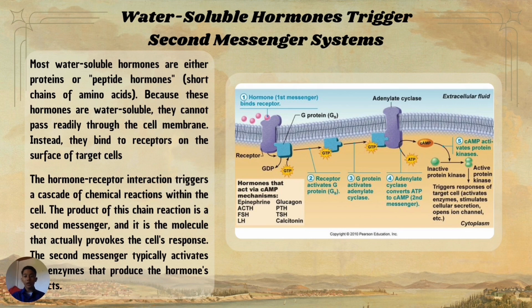The hormone's receptor interaction triggers a cascade of chemical reactions within the cell. The product of this chain reaction within the cell is that it creates a second messenger, and it is the molecule that actually provokes this cell response. The second messenger typically activates the enzymes that produce the hormone's effects.